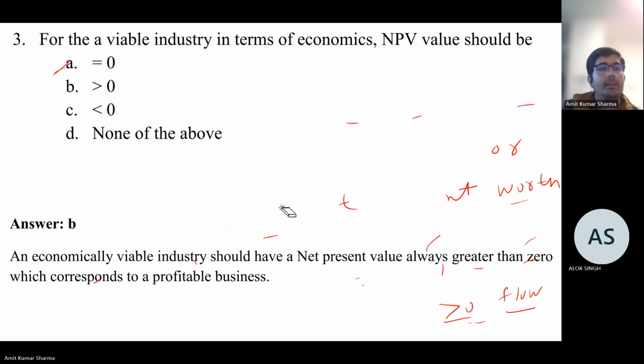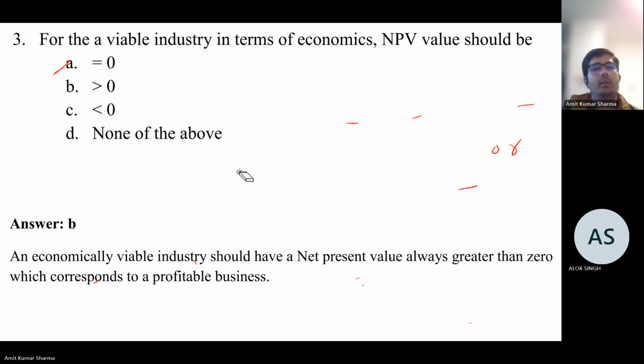So if it is greater than zero, it means that now you are getting profit. You have recovered all your invested money, and now the money that is coming will be your profit. So the NPV should be greater than zero for an economically viable industry. Any doubt? No, sir. Okay.